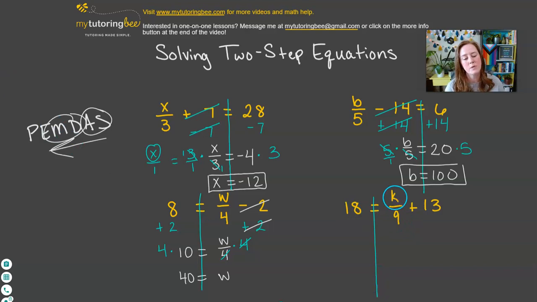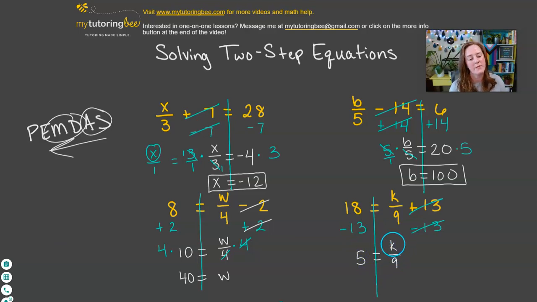We've got 18 equals k over 9 plus 13. All right, we're going to undo that addition of 13. Remember, both sides of the equation. That's going to cancel out that 13 and leave us with just k over 9 equals, and then 18 minus 13, that gives us 5.